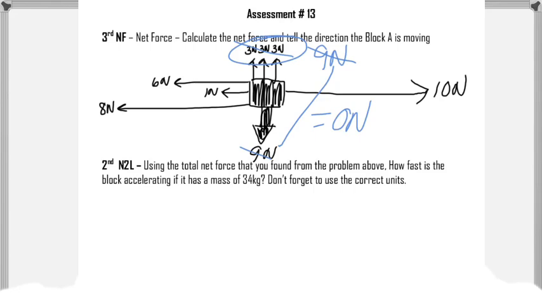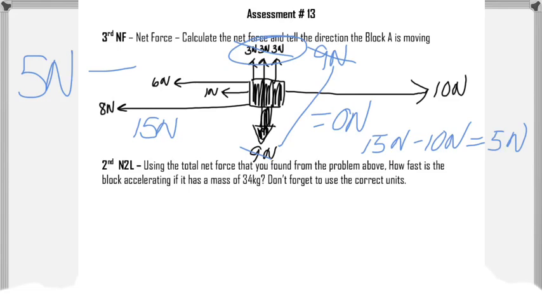All right, now you're going to add these over here. 6 plus 1 plus 8 equals 15 newtons. All right, and 15 minus 10 equals 5 newtons. And since this side is bigger than this side, it's going to be going to the right, or excuse me, to the left. So it's going to be, let me just put my answer big, 5 newtons to the left. Okay.